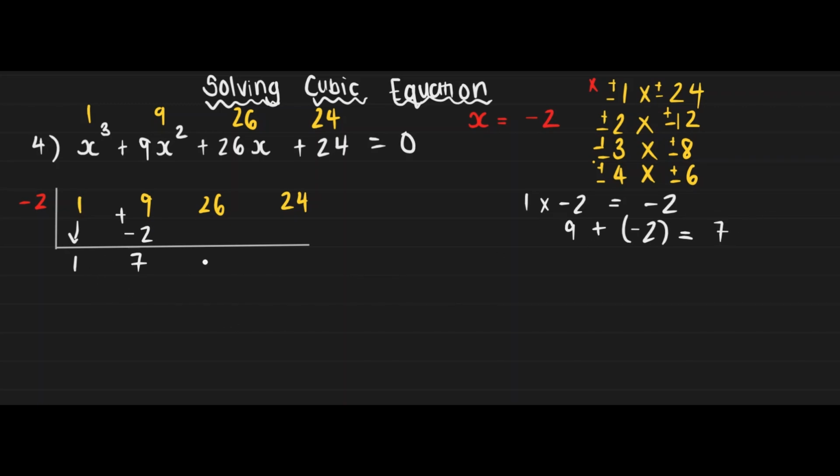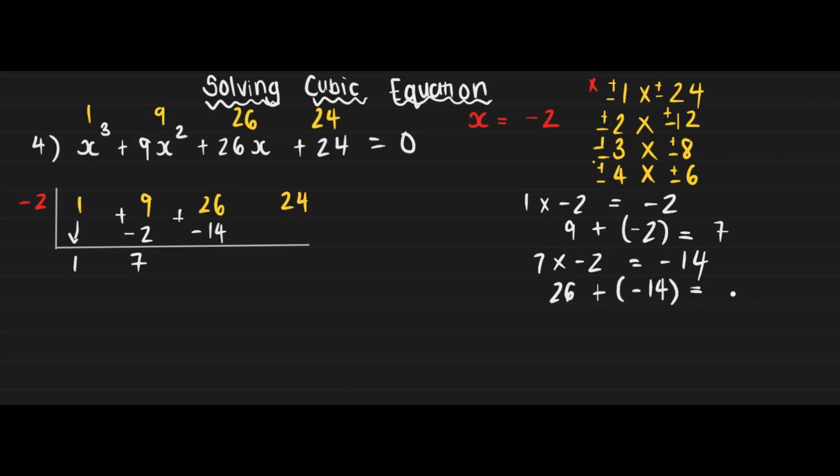Repeat the process. You're going to say 7 multiplied by negative 2, and you're going to get negative 14. Then that negative 14, you're going to write it here. Then you're going to add the two numbers. So you're going to say 26 plus open bracket negative 14.